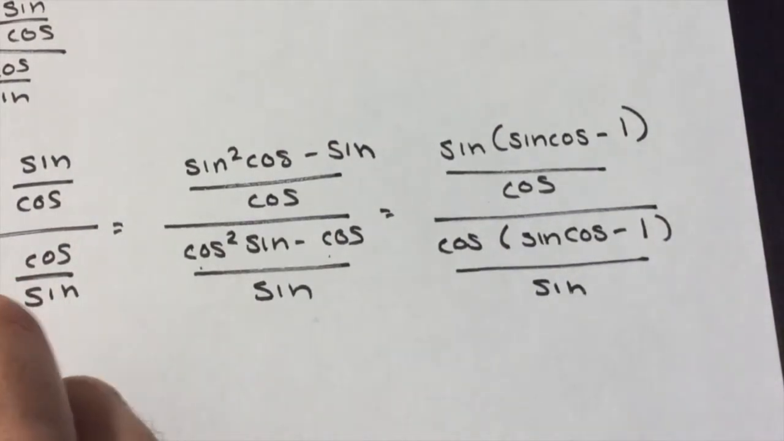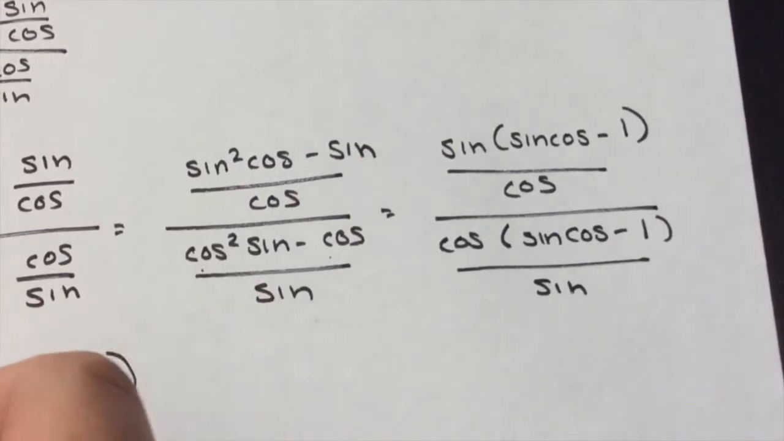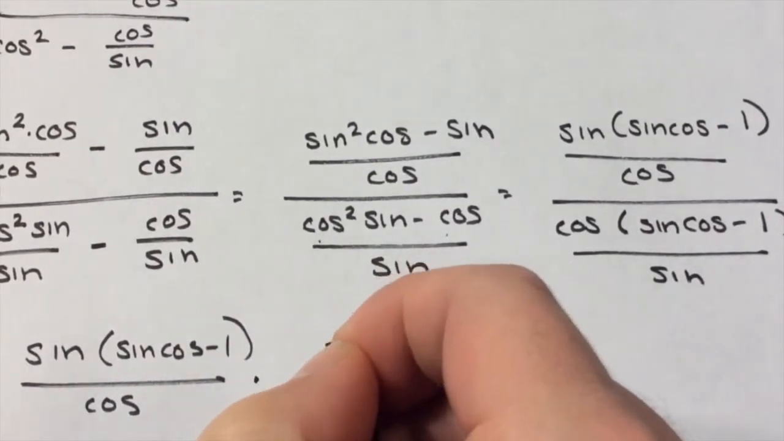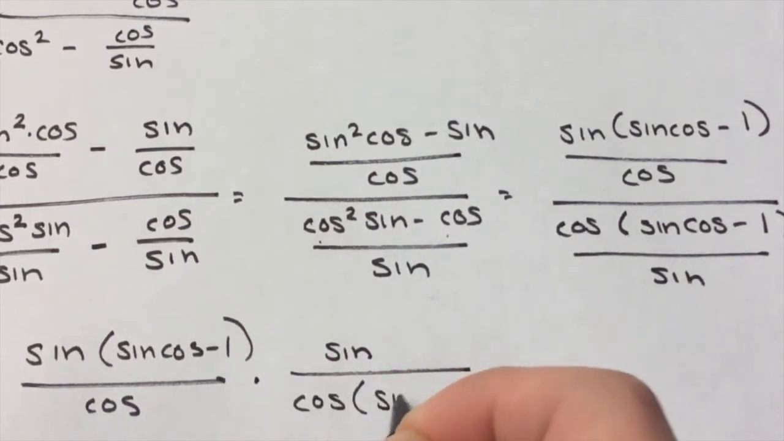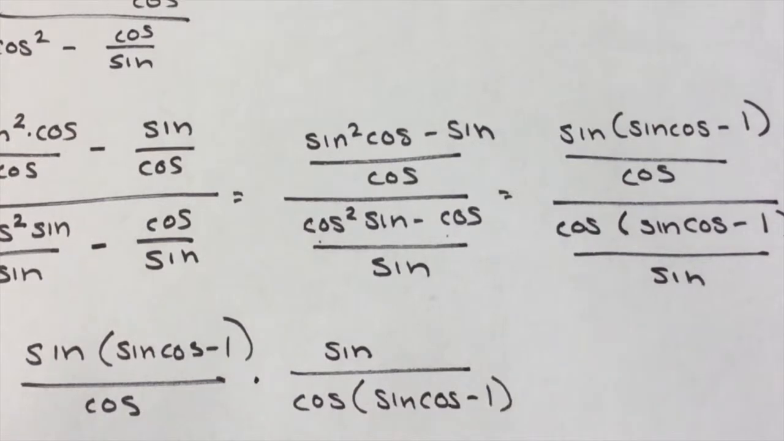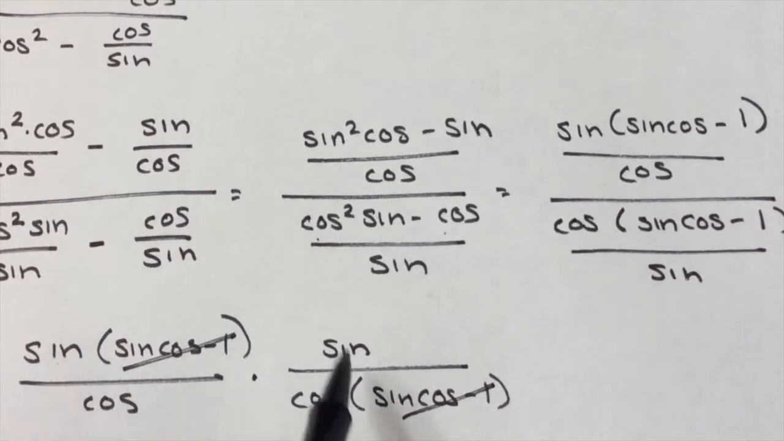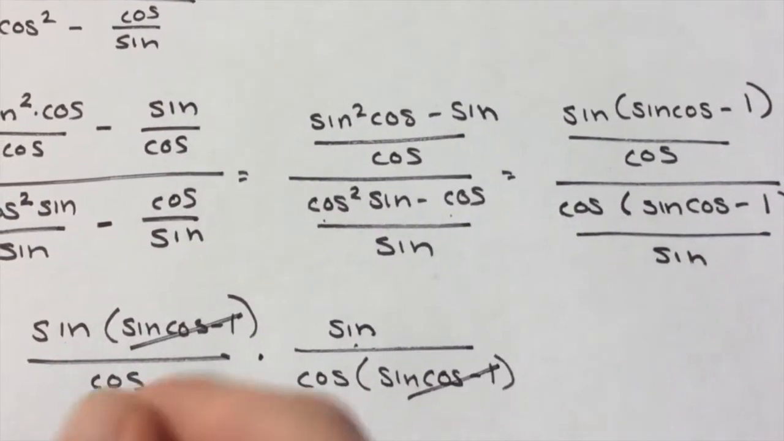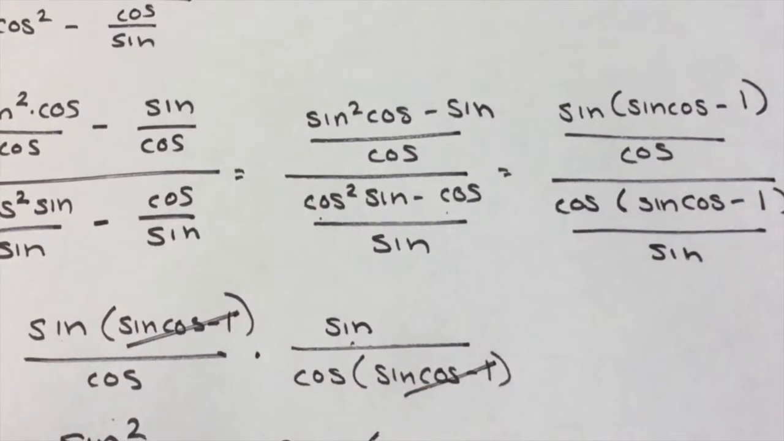So this gives me sine cos minus 1 over cosine times the reciprocal. So sine over cosine sine cosine minus 1. Now if we notice, these two quantities cancel out. I have sine times sine over cosine times cosine. So that's sine squared over cosine squared. And sine squared over cosine squared gives me tangent squared theta, which is exactly what I want.